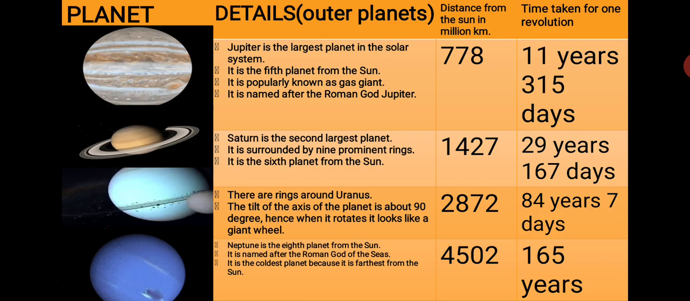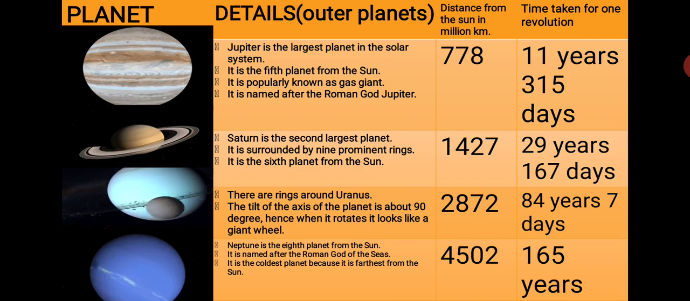There are rings around Uranus. Can you see Uranus, children? The tilt of the axis of the planet is about 90 degrees. Hence, when it rotates, it looks like a giant wheel. It is 2872 million kilometers away from the sun and it takes 84 years 7 days to complete one revolution.